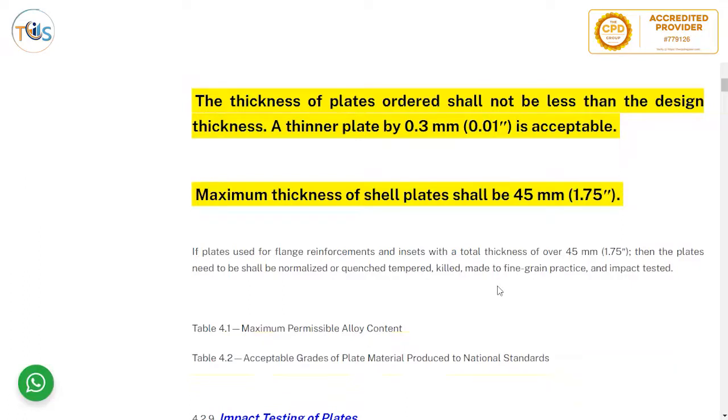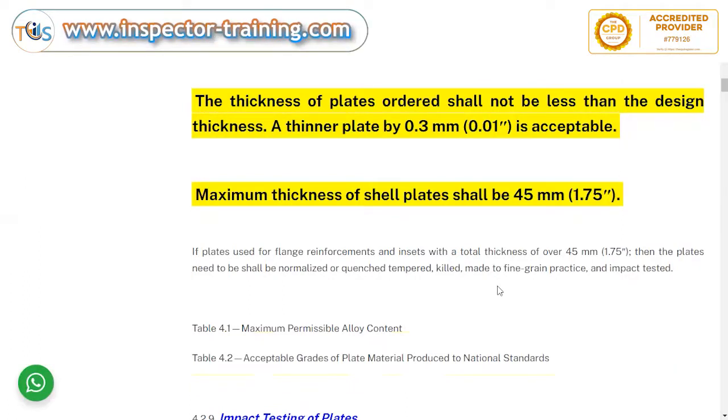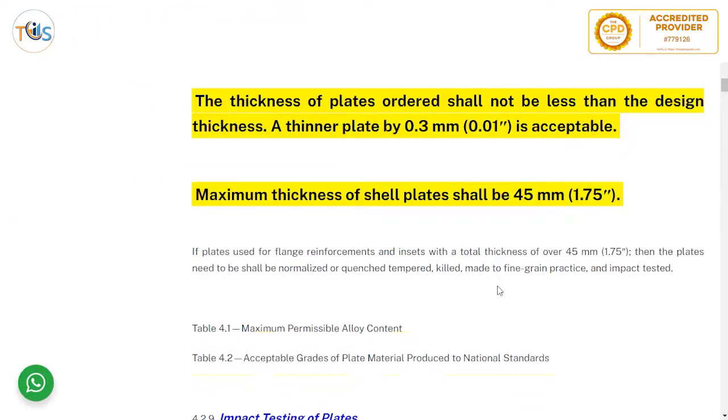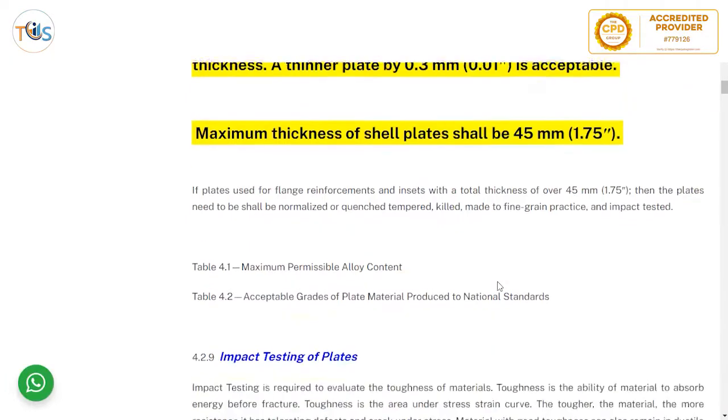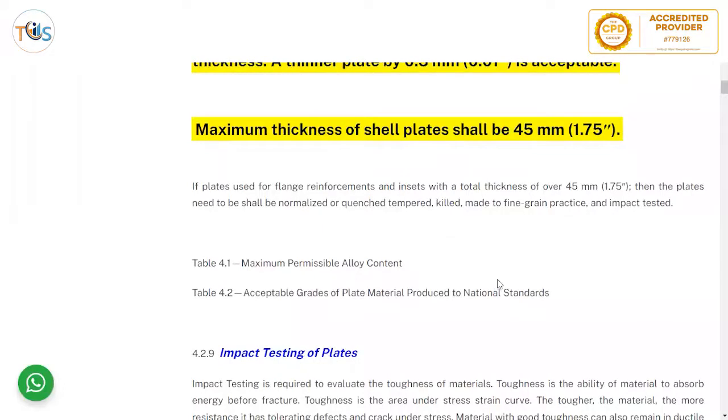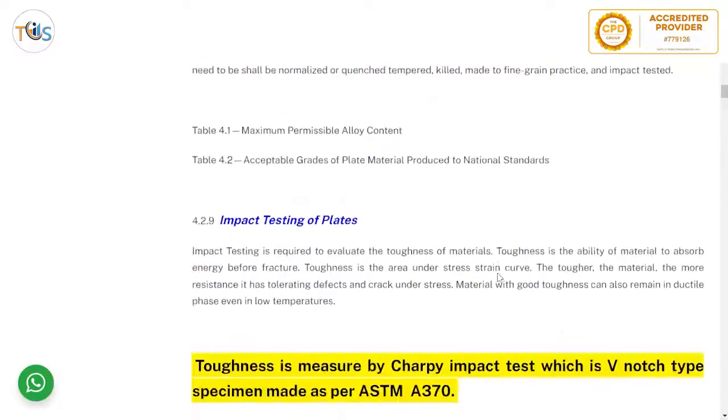Materials. The thickness of plate ordered shall not be less than the design thickness. A thinner plate by 0.3 mm or 0.01 inch is acceptable. So you can only have a lower thickness by 0.01 inch, not more than that. Maximum thickness of shell plates shall be 45 mm, 1.75 inch. If plates used for flange reinforcements and inserts have a total thickness of over 45 mm, then the plates need to be normalized or quenched, tempered, killed, made to fine grain practice, and impact tested.